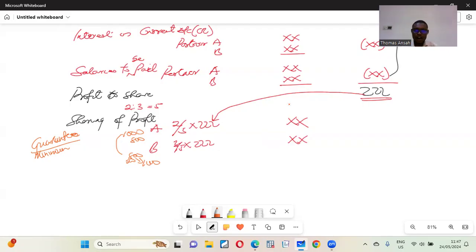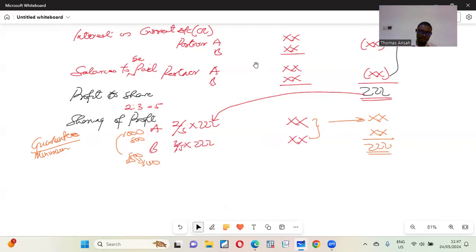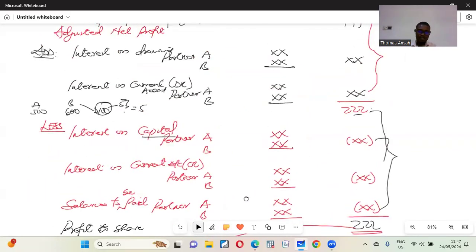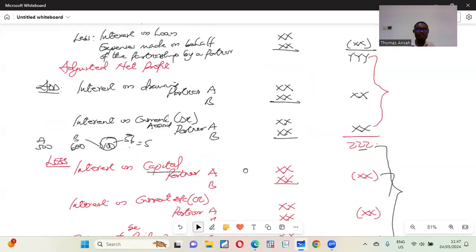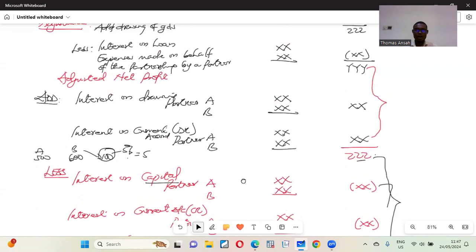All right. So after you've considered the guarantee, you shift the right figures here and you balance it off. So that is how we do the appropriation account. Take a look at it, because very soon we are going to go into question solving. All right. Now, what I'm going to do next, so this is the income statement and appropriation.